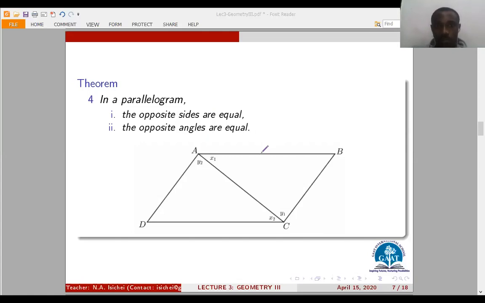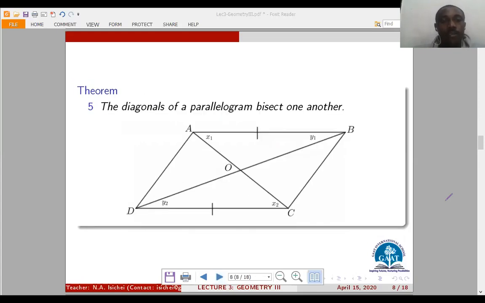The proofs to theorems 4 and 5 will be done in a separate video, just to reduce the size and the length of the lesson. Theorem 5: the diagonals of a parallelogram intersect one another. We saw this from the students' activity carried out. If you have done your activity properly, you will discover that the diagonals bisect each other. Go back to the student activity.